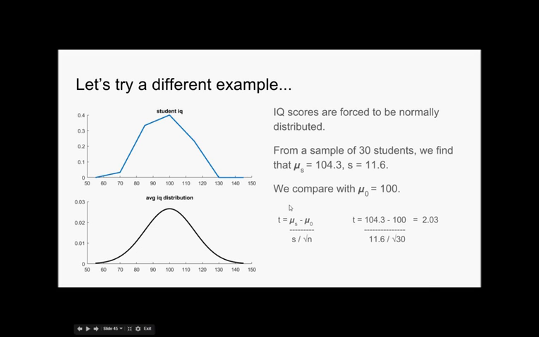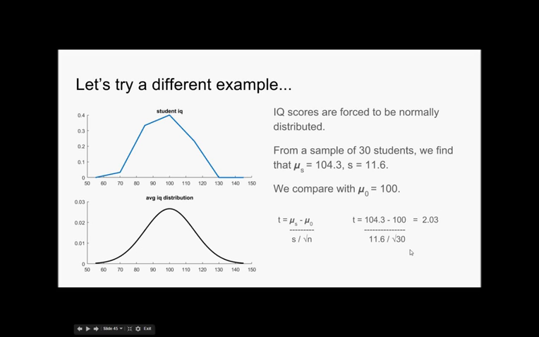Now let's go back to our example. All we have to do is calculate the t-statistic down here based on the formula that I gave you earlier. So now we plug in the sample mean, the null hypothesis mean, the sample standard deviation, and the number of students that we have, which is here 30. And when we do all this math, we get a t-score of 2.03.